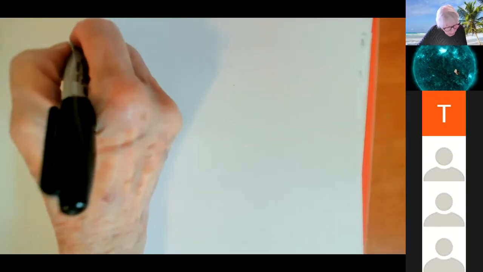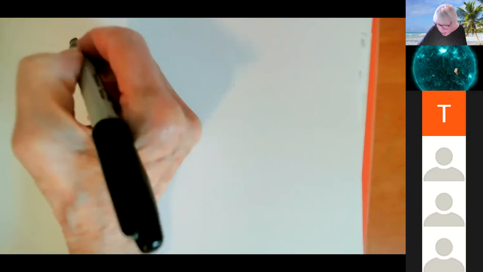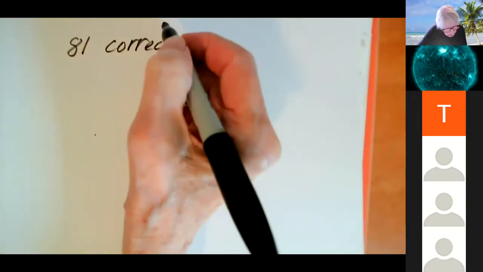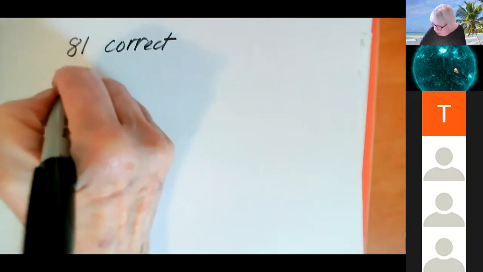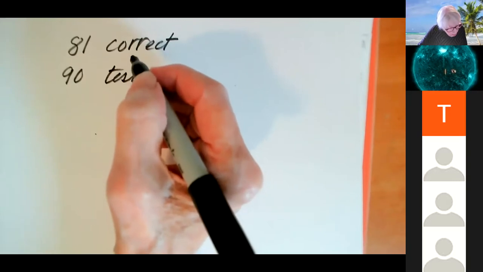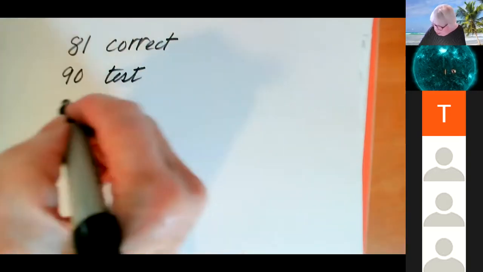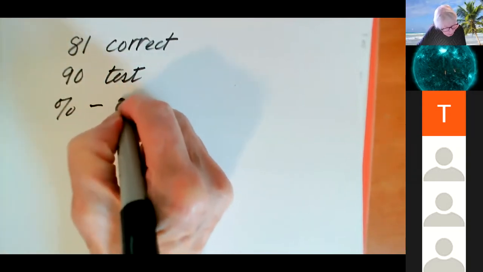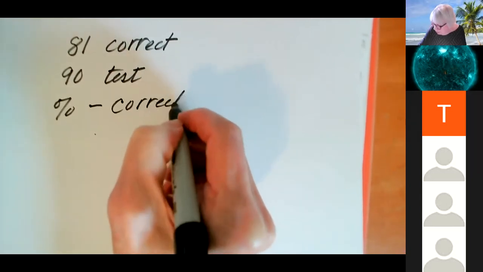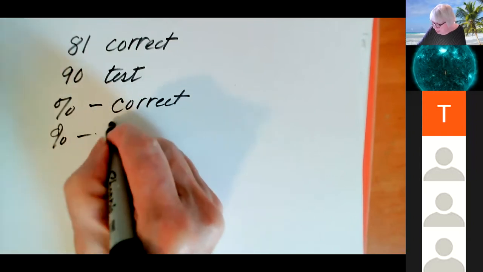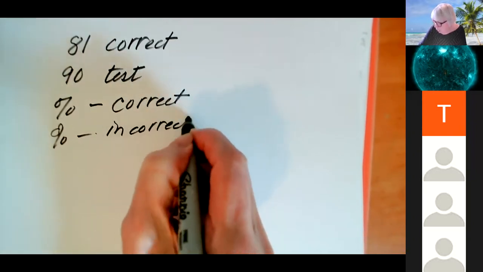This is about test scores, okay? The student answered 81 questions correct on a test that was a 90 question test. What percentage did the person get correct? And finally, what percentage did they get incorrect? Well, if we can get one, we can get both.